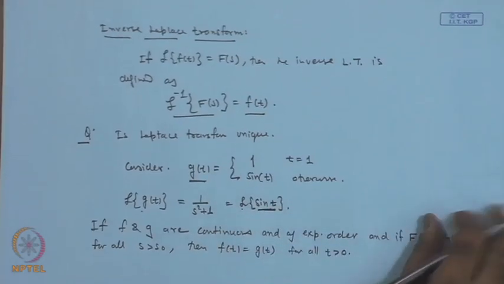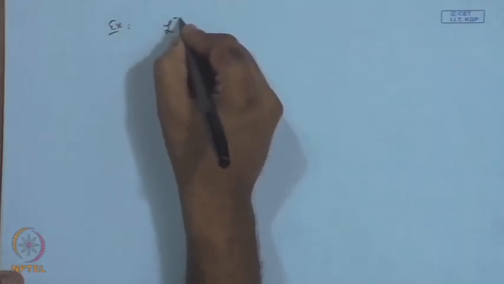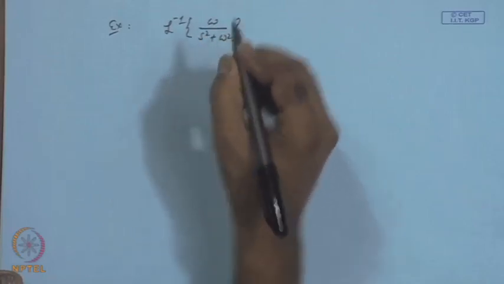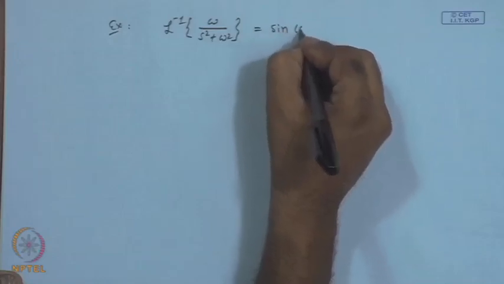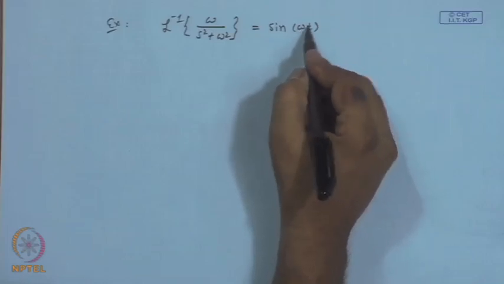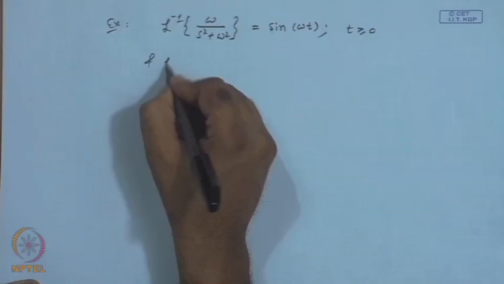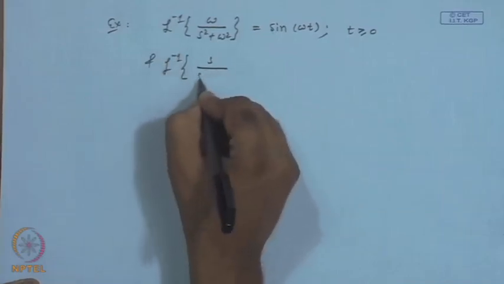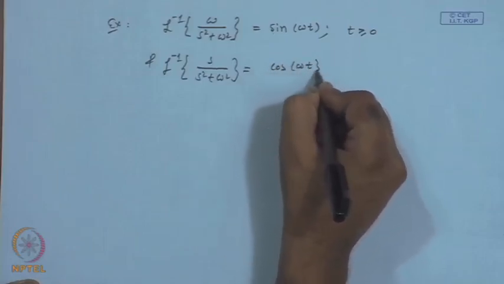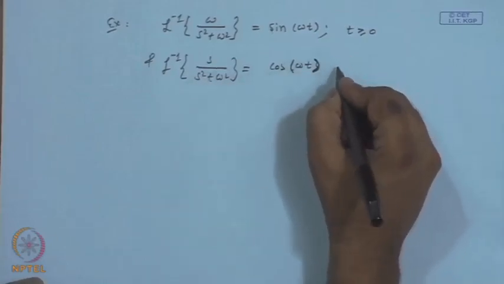So with this, if we want to get the Laplace inverse of omega over s squared plus omega squared, we can simply write sin omega t, because this is the only continuous function which has this Laplace transform. And if we want the inverse Laplace transform of s over s squared plus omega squared, we can simply write cos omega t, because we know that Laplace of cos omega t is s over s squared plus omega squared.